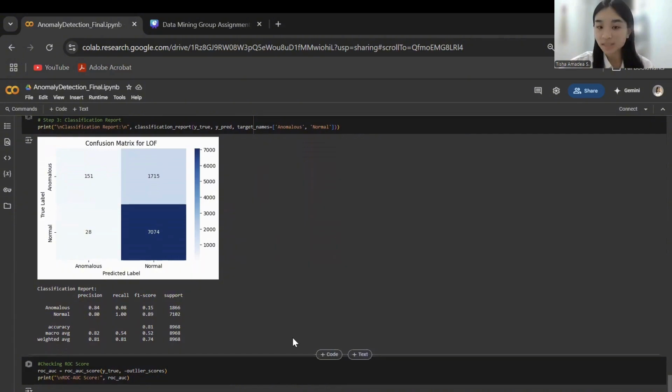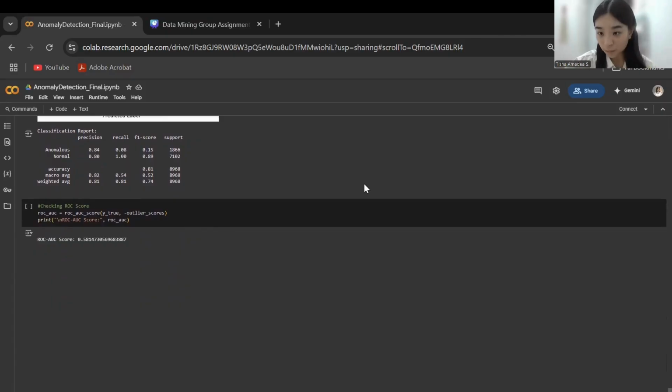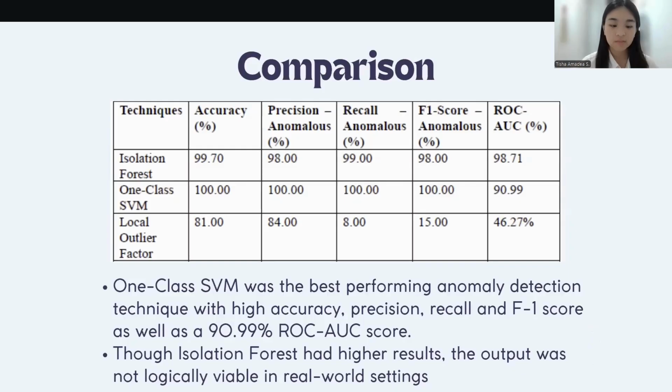1,715 actual anomalies were classified as normal, which resulted in a higher rate of false negatives, followed by 7,074 actual normal data points that were correctly classified as normal, and lastly, 28 normal data points were actually misclassified as anomalous instead. The local outlier factor model had an ROC-AUC score of around 0.58, which indicates moderate performance.